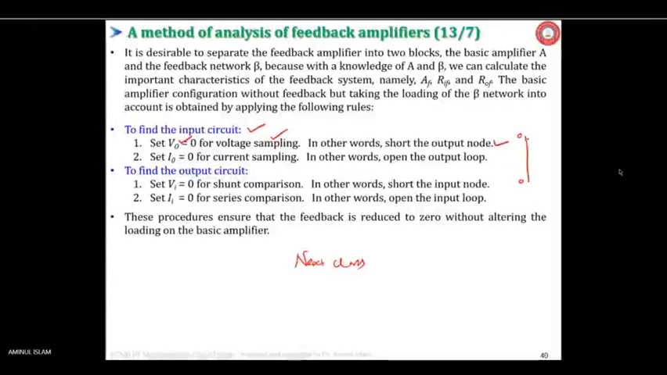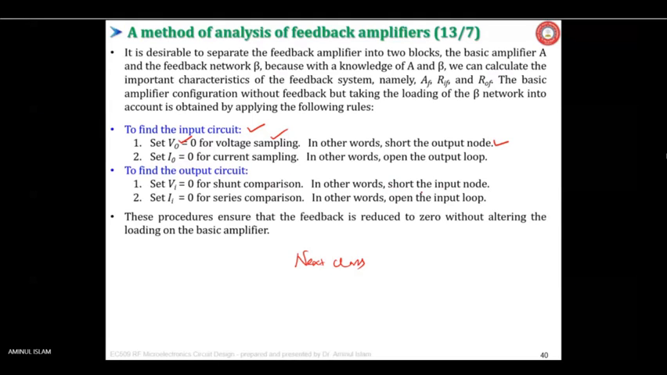When a node is opened, suppose you have the RL. If you are removing the RL, it means you are removing this way, and then the current is 0. If it is a voltage, then you have to short it, then the voltage will be 0. If you short it, it will be done with a wire. Okay. To find the output circuit, Vi equals 0 for shunt comparison.